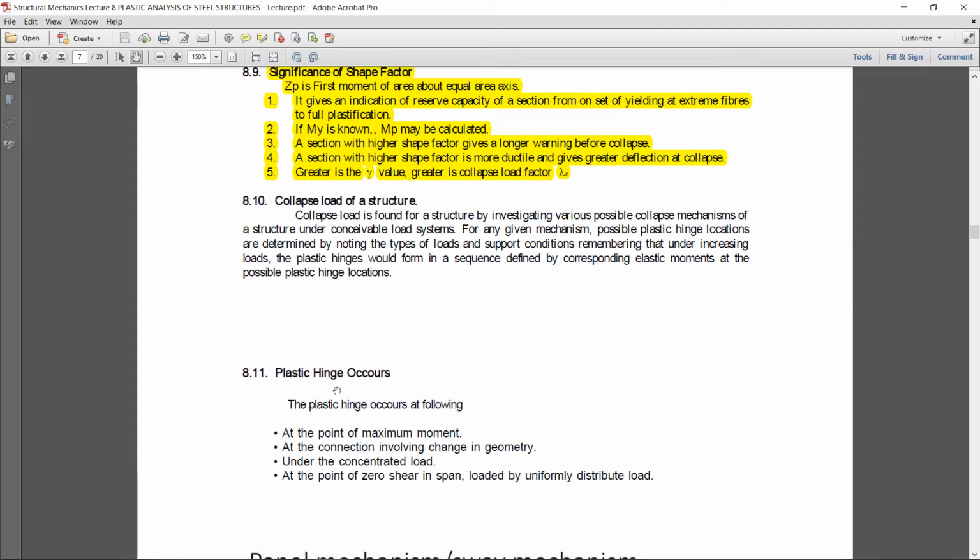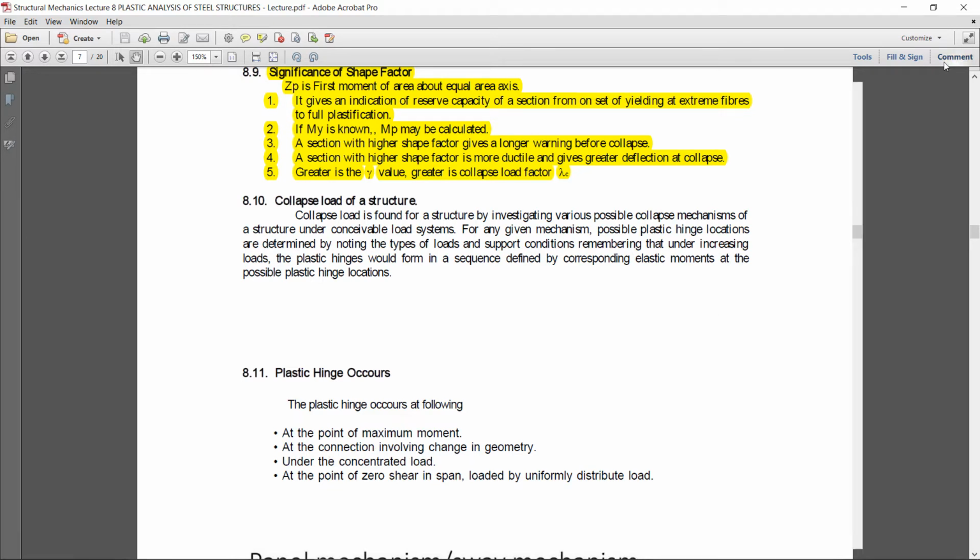Then plastic hinges occur. Plastic hinge formation will happen at the following points. First, where the maximum moment is present. Definitely in the beam where the maximum moment is present, that point will go under failure when the load starts increasing. Second, at the connection involving change in geometry.